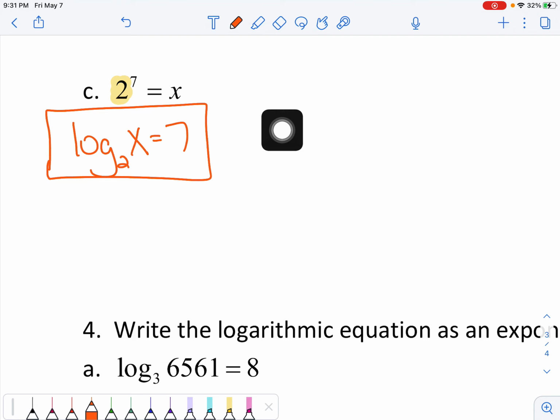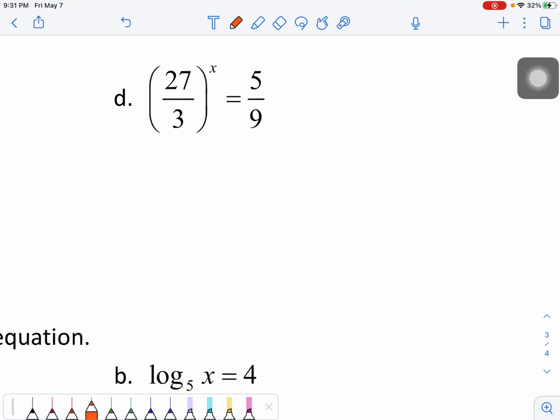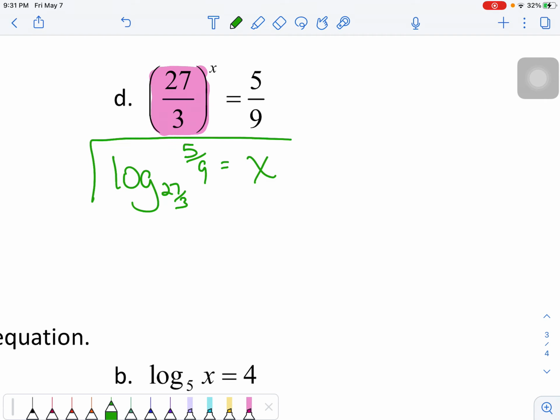All right, and part D, and this will be the end of this particular problem. Find the base. Well, the base here is 27 over 3. You could reduce that if you wanted to. I'm just going to leave it as is. So this is going to be log base 27 over 3 of 5/9 is equal to x. So lots of weird stuff going on with that problem, but it is what it is for part D with those fractions in there.